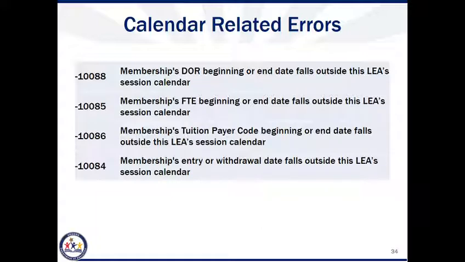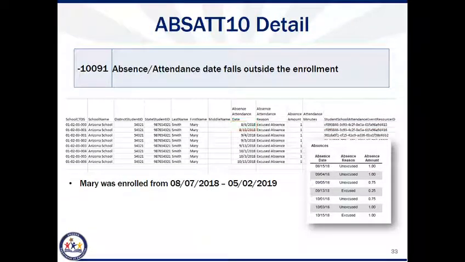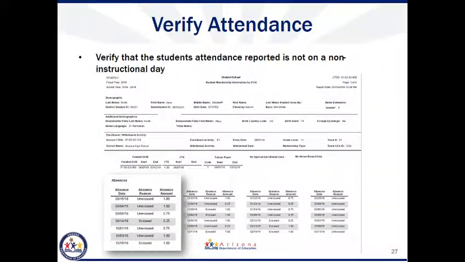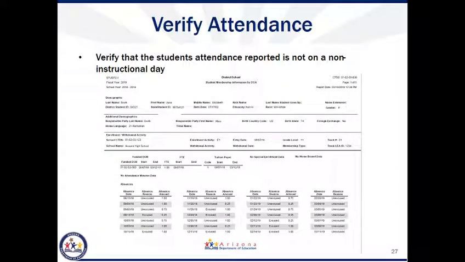A lot of the errors that we see based off of the report that the AzEDS team gave us were based off of calendar issues. So membership DOR beginning or end date falls outside of the session calendar. Those are all related to calendars. And as I had explained earlier, FTE, tuition payer, and membership, all of those have a begin and end date. And so the way that you can verify that is based off of the student's Stud 72. So where I had shown you that each one of those students' elements has a beginning and end date, you can look at the student Stud 72 for each one of those.